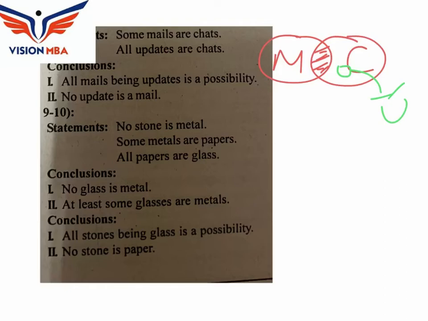Focus on the word possibility. When they give you the word possibility, or 'it is possible', do not just focus on the diagram. Till the time it is not mentioned that no update is a male, the possibility is always there. So yes, conclusion 1 follows. Conclusion 2: no update is a male. As per the diagram, that could be the case. So now, either one or two, depending upon the options, you have to find the answer.